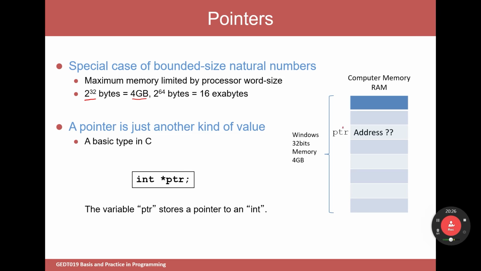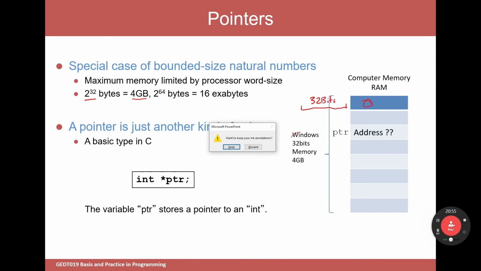What I mean by this is that each location in the memory has an address. In the case of 32-bit Windows, the address value of this location will be only 32 bits. So you will see the memory address will be 32 bits.